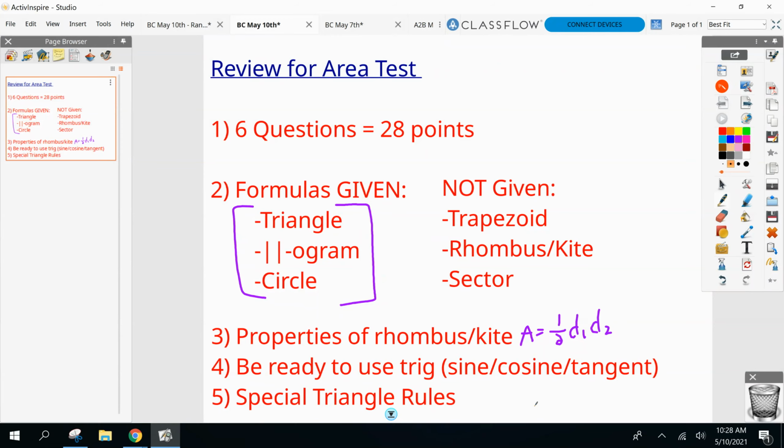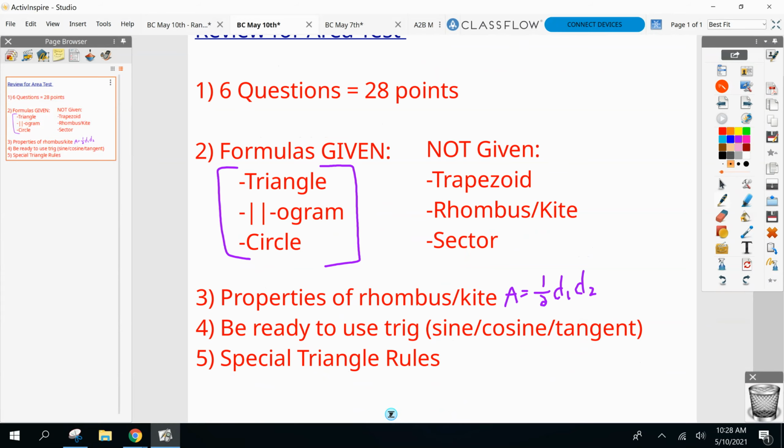Speaking of rhombus and kite, area is 1/2 diagonal 1 times diagonal 2. I just want to emphasize that I'm probably not going to give you both diagonal lengths in the problem. You will have to find those lengths yourself using some of the properties. So please make sure you are well aware of the properties of a rhombus and kite that might help you find those diagonal lengths. What else might help you find a missing diagonal length, a missing height?